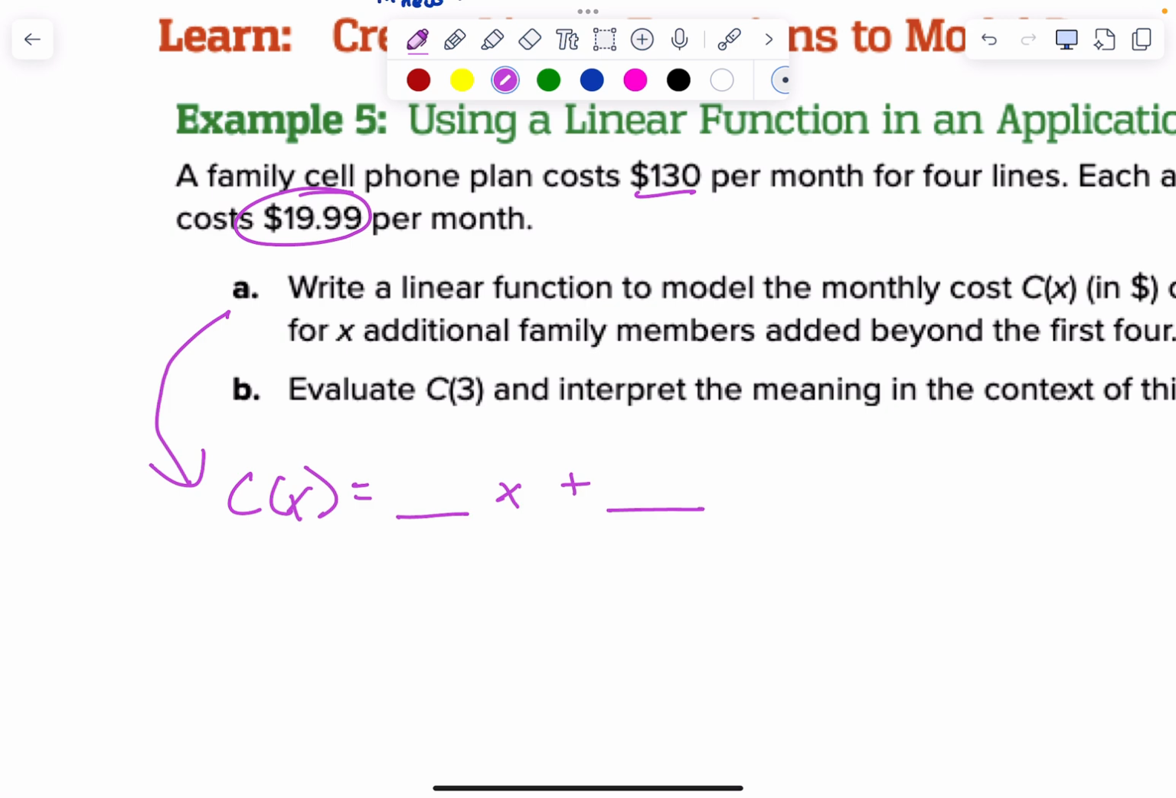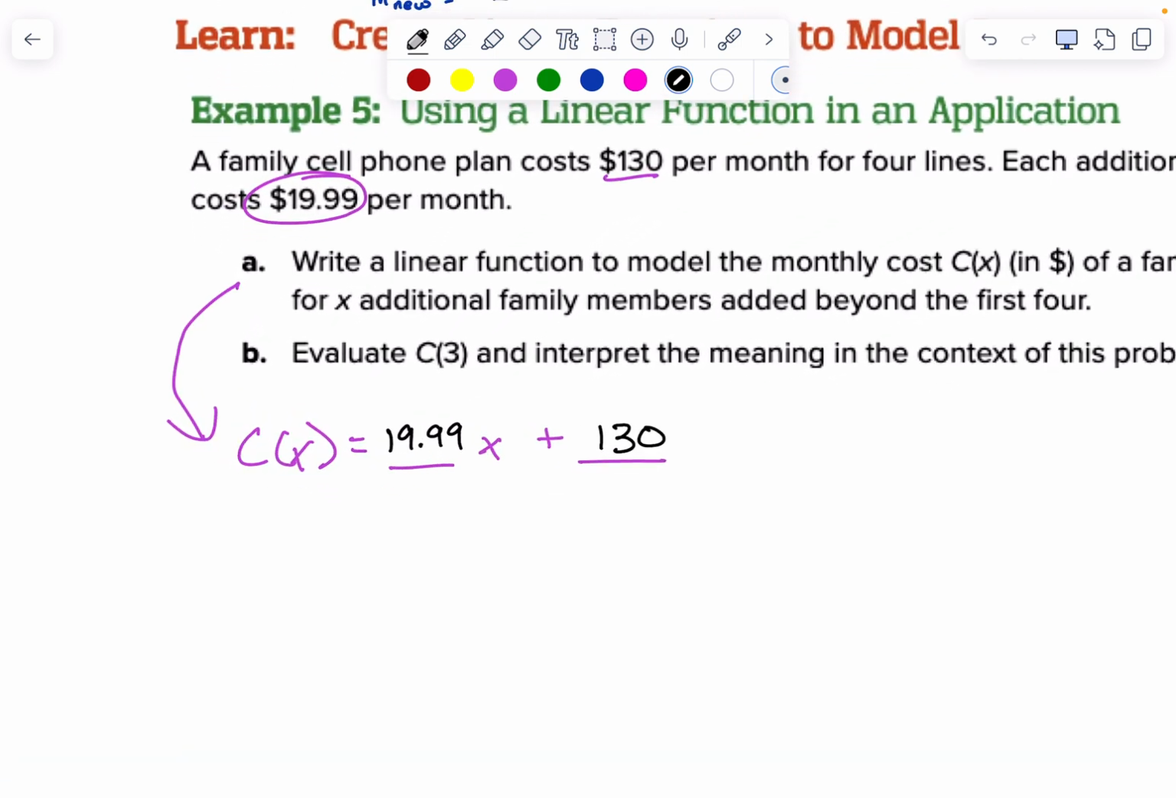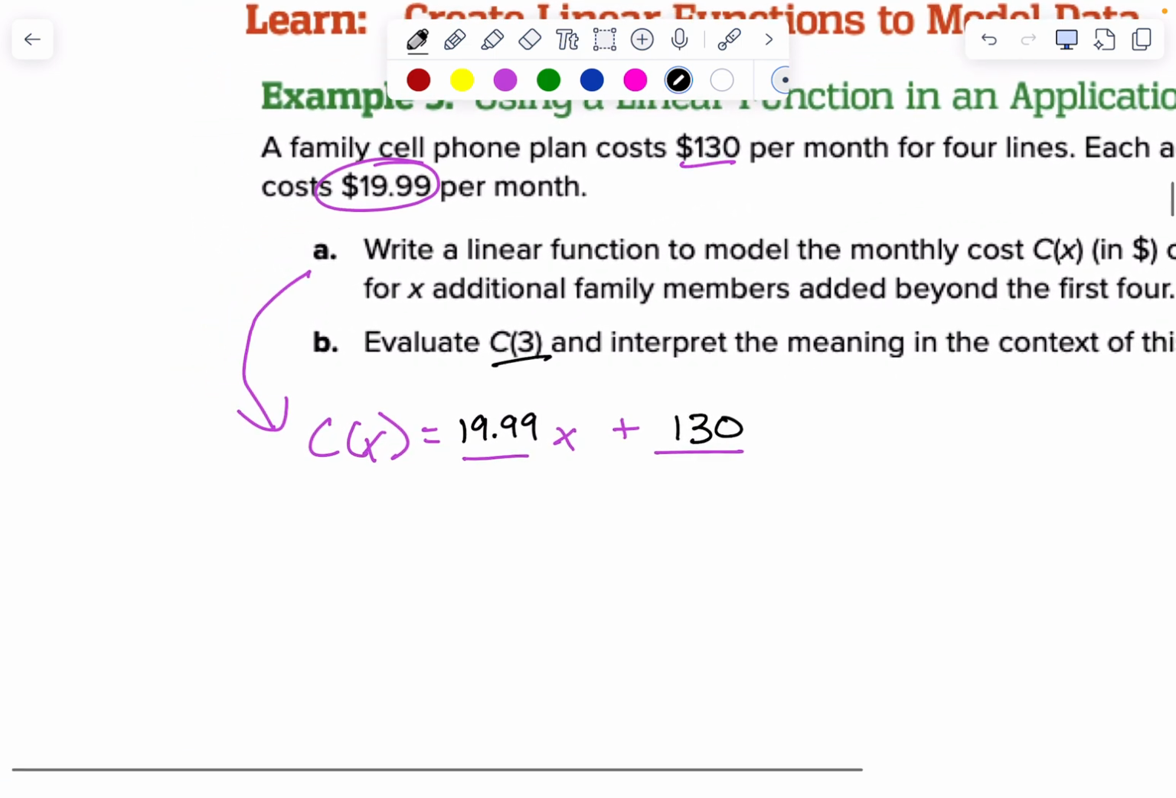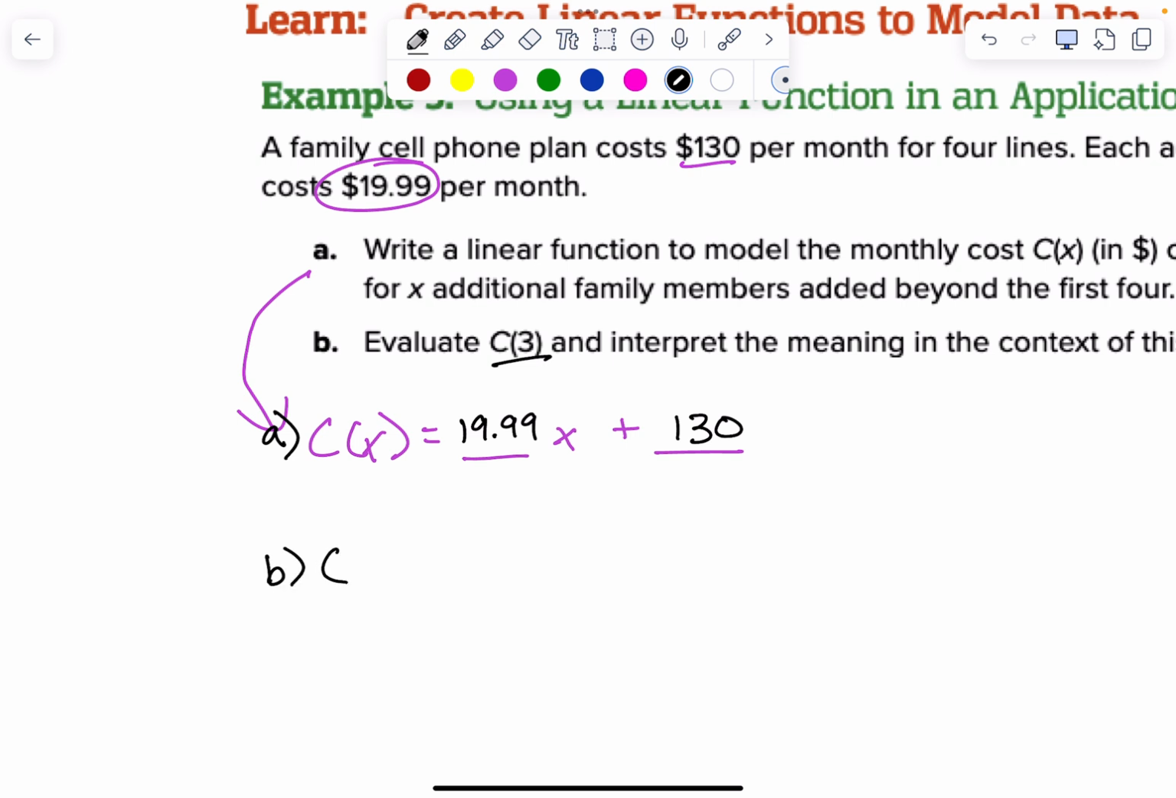What do we got? 19.99 is going to be my slope, right? I'm adding that much for each additional line, and 130 goes here. Okay? All right. That's the answer to part A. Part B is they want us to find C of 3. That means we're plugging 3 in, right?